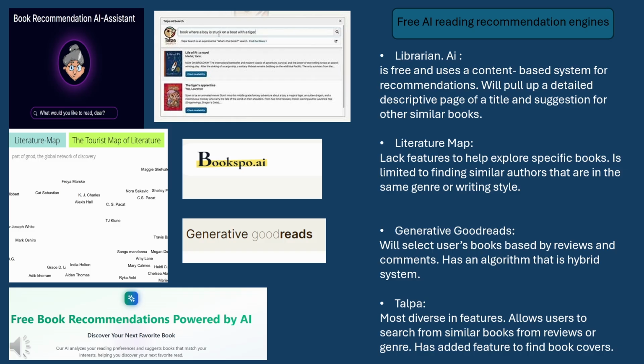Finally is Talpa, which is a great book recommendation engine by LibraryThing. Talpa is being implemented in libraries everywhere as a browsing tool in catalogs. Using similar prompts, you can look for things like the book about a dragon, and it will pull up dragon books in the catalog. Or you can search for things by cover. Talpa will use the catalog as a verifying source, so there is little fear of the AI making things up.